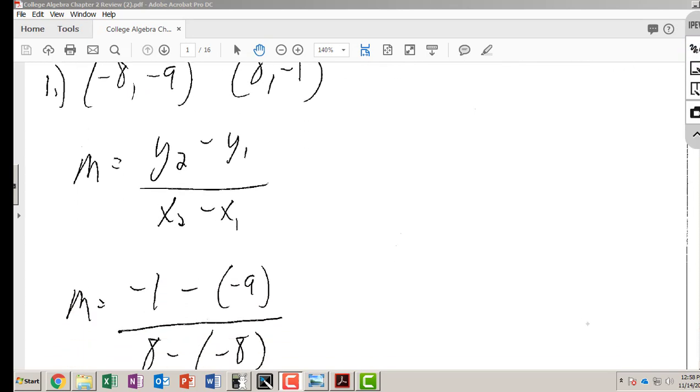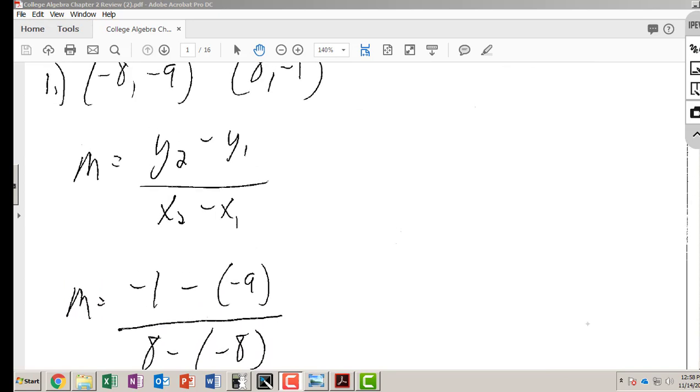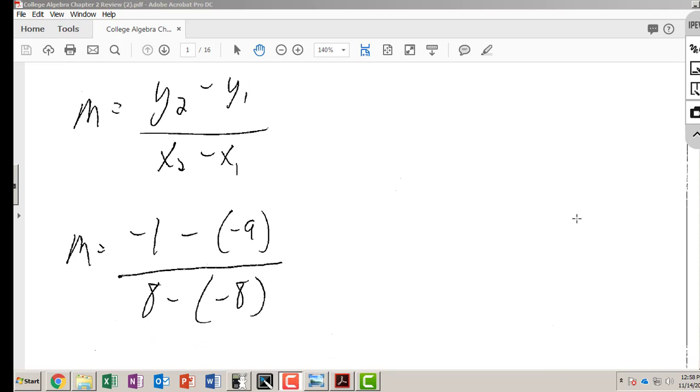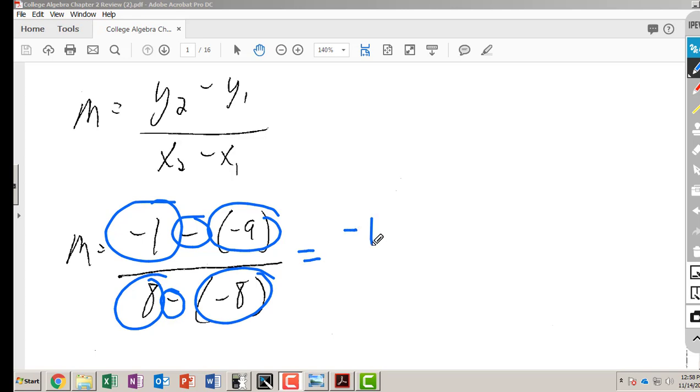So when we substitute those numbers in, notice that here I have my y sub 2, which is equal to -1. I'm going to minus my y sub 1, which is -9. And then I've got 8 for my x sub 2, subtract my x sub 1, which is -8. So remember, this comes out to be -1, a minus makes that a plus 9. And then I've got 8 minus a minus 8, which is going to be plus 8. So that's 8 plus 8.